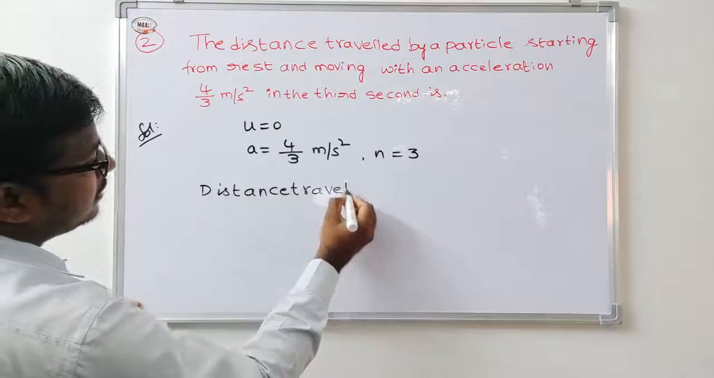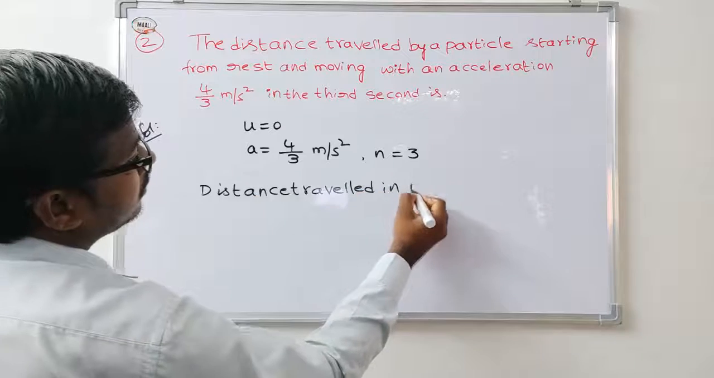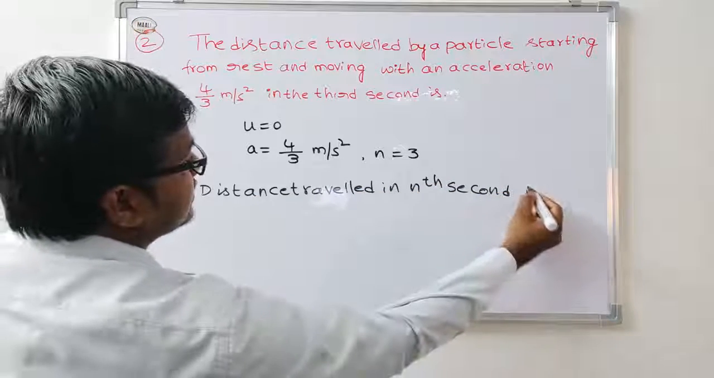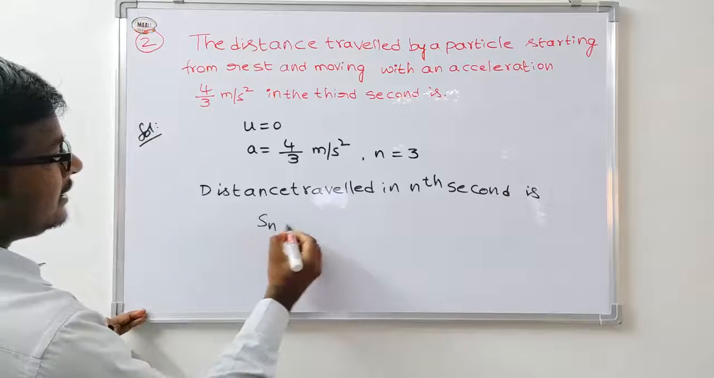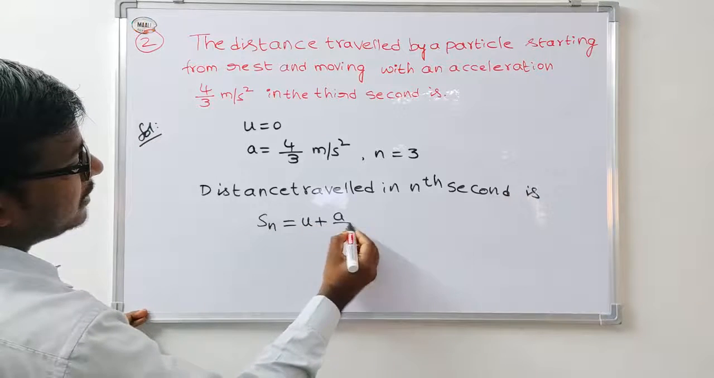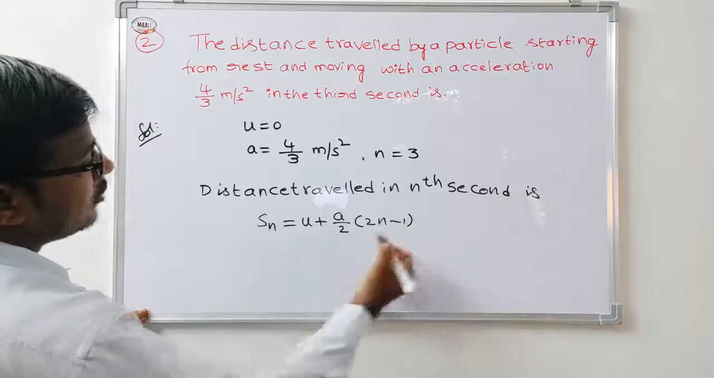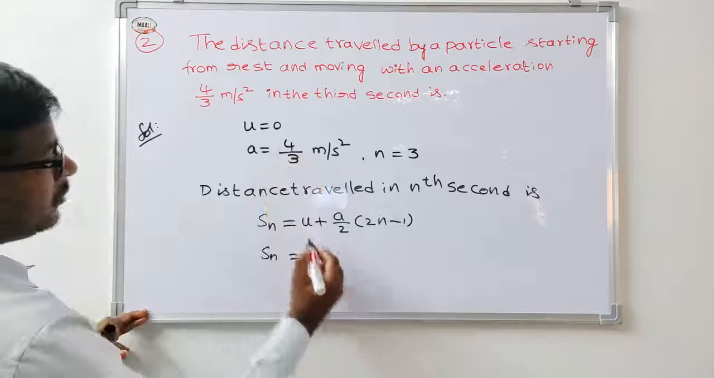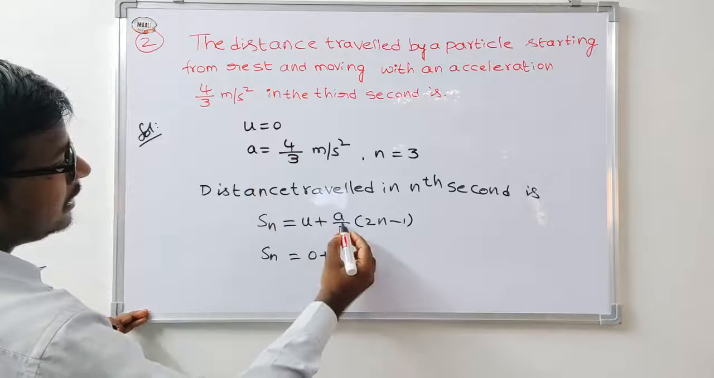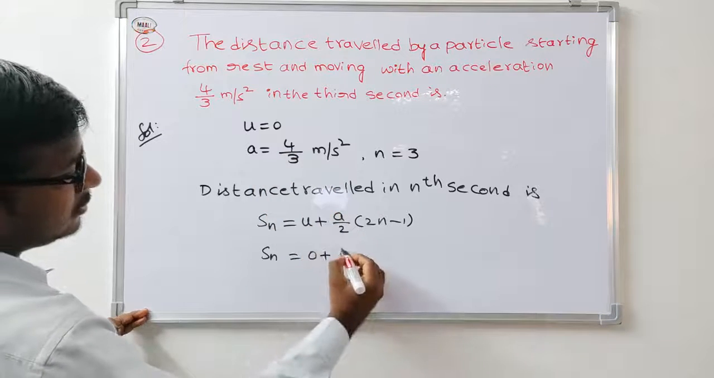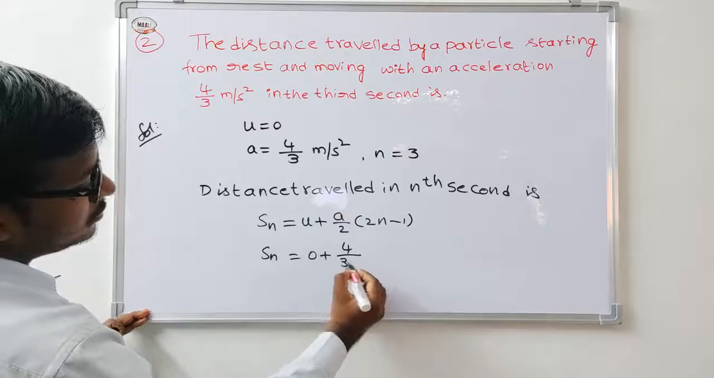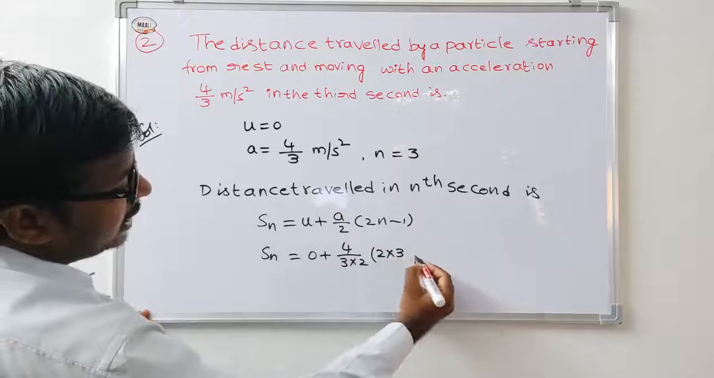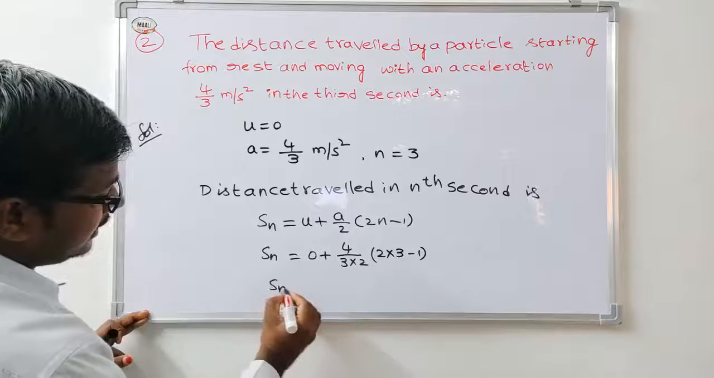Distance traveled in the nth second is Sn is equal to u plus a/2 into 2n minus 1. Then Sn is equal to u value 0 plus a/2, a value 4/3, into 2 into n value 3 minus 1.